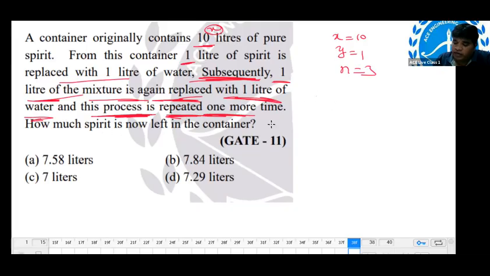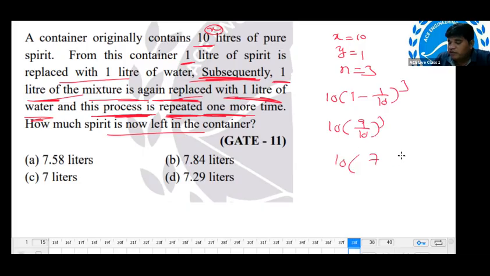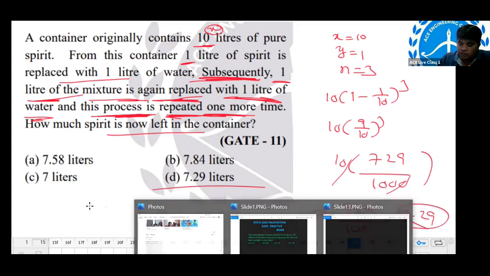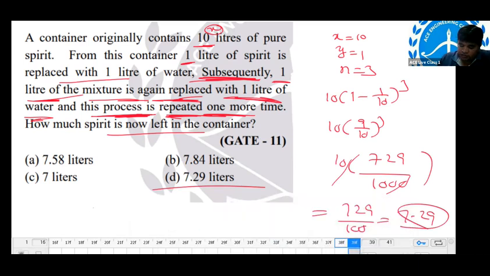Completed. So what is the pure quantity? 10 into 1 minus 1 by 10 whole cube. So 10 into 9 by 10 whole cube. 9 cube is 729, 10 cube is 1000. 0 cancel, 729 upon 100, that is 7.29. Completed answer. Next.